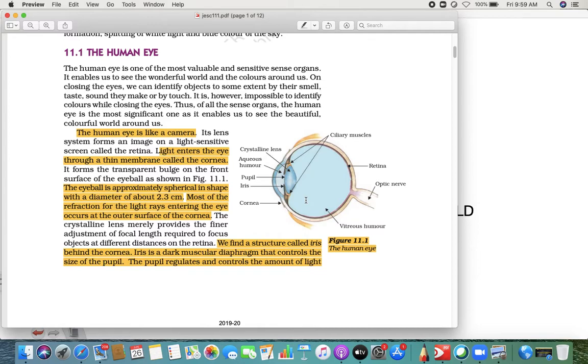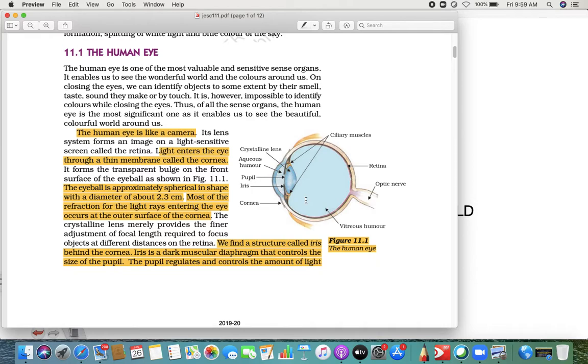So ultimately, what does a pupil do? A pupil controls the amount of light entering our eyes. After passing through the pupil, the light is incident on the crystalline lens. It's a jelly-like material. Our lens can change its shape. That is the only lens which can change shape. That is the reason we don't need to displace our lens. After passing through the pupil, the light is incident on the crystalline lens, whose size is controlled by the ciliary muscle.